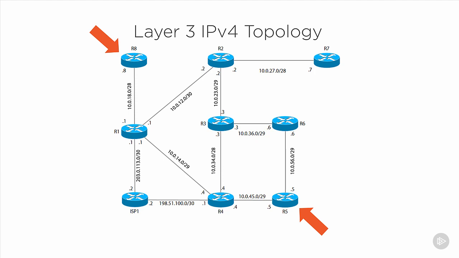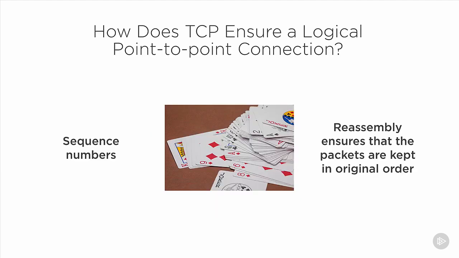So how does TCP ensure a point-to-point logical connection where packets arrive in the same order in which they were sent? Well, it does so by using three mechanisms. The first is sequence numbers. TCP simply numbers the packets before it sends them out, so that even if those packets get mixed up during transit, the receiver can put them back into the correct order.